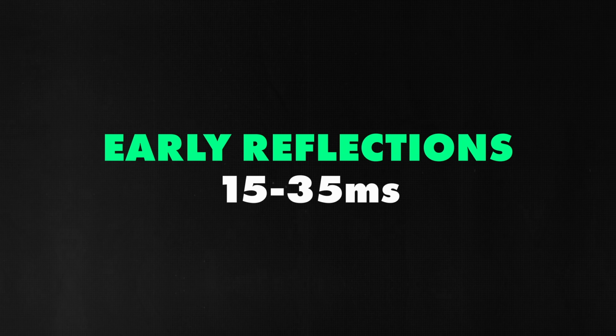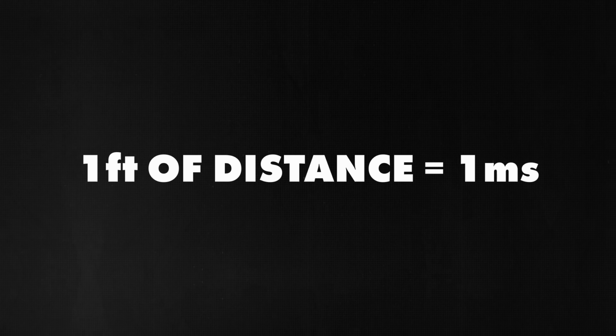The second window is early reflections, from about 15 to 35 milliseconds. This is where delay stops being a positioning tool and starts being an acoustic tool. At 15 milliseconds, the brain has just enough processing time to register the delayed signal as something separate from the original. And done intentionally, it can register to the listener as a reflection off of a nearby wall. A helpful guideline is that 1 foot of distance equals roughly 1 millisecond of delay. So 15 milliseconds implies a 15-foot path.